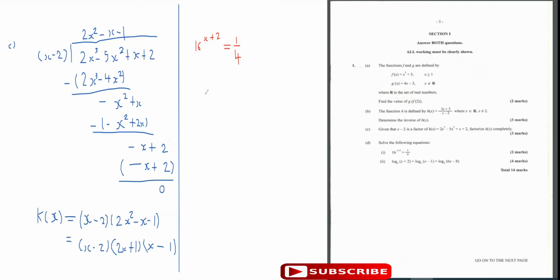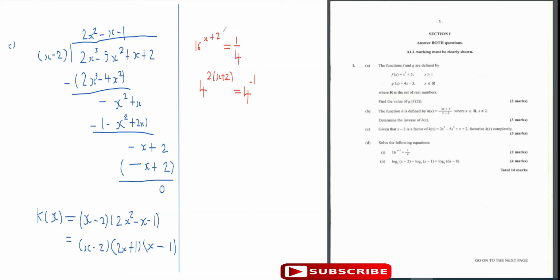We can rewrite 16 as 4 squared. So it's 4 squared to the x plus 2. And say 4 squared is raised to the x plus 2. This is what we're getting. And that's equal to 1 over 4. That is just 4 to the minus 1.